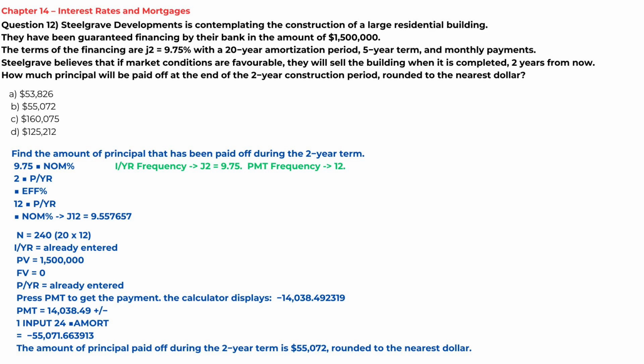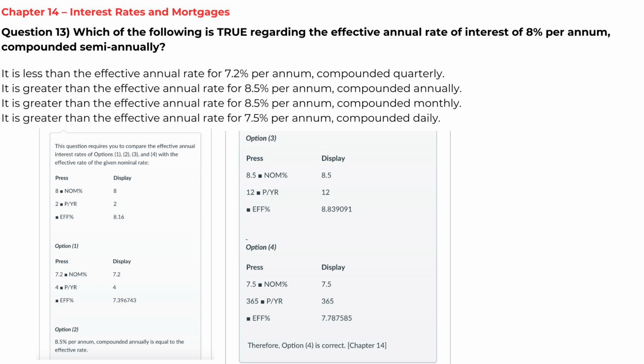Calculator displays minus 55,071.663913. The amount of principal paid off during the 2-year term is $55,072, rounded to the nearest dollar. The correct answer is B, $55,072.